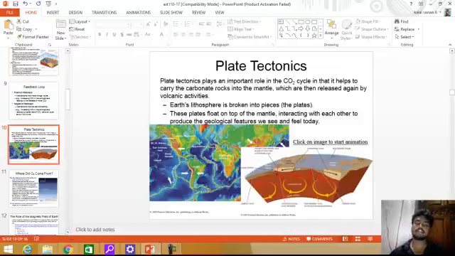Plate tectonics. Plate tectonics plays an important role in the CO2 cycle. It helps to carry the carbonate rocks into the mantle, which are then released again by volcanic activities. Earth's lithosphere is broken into pieces. These float on top of the mantle, interacting with each other to produce the geological features seen today.